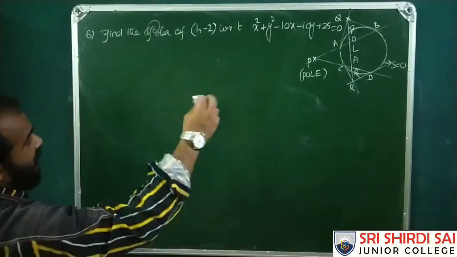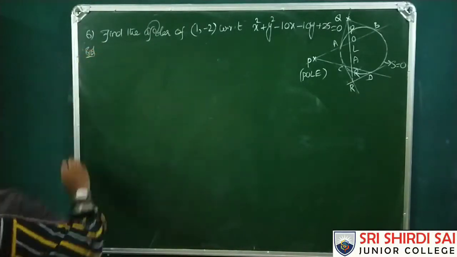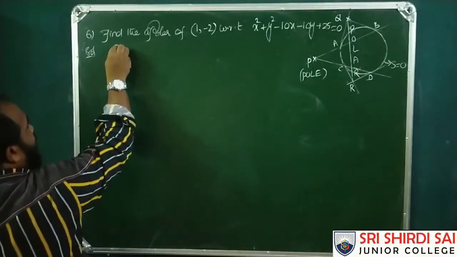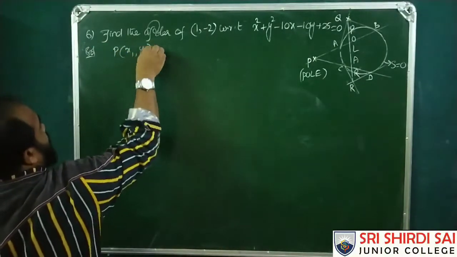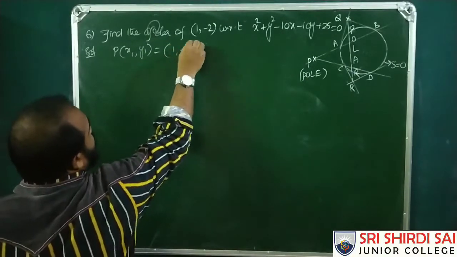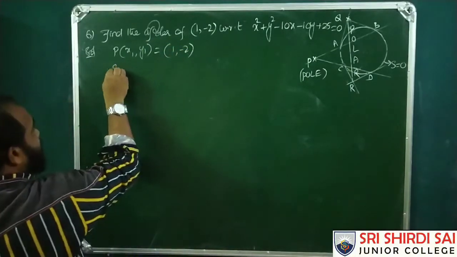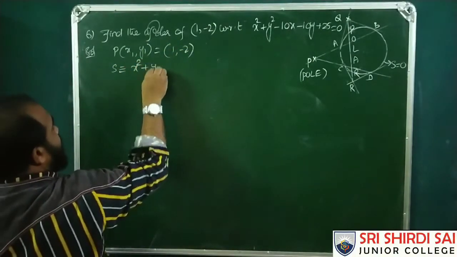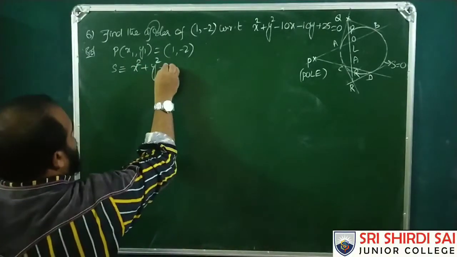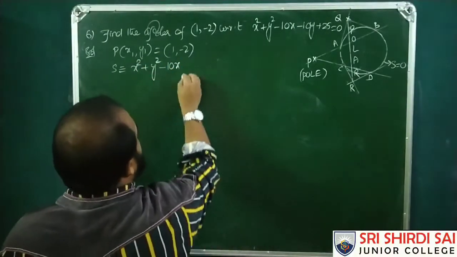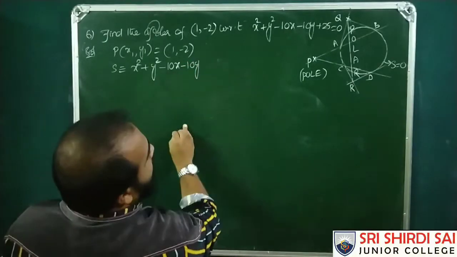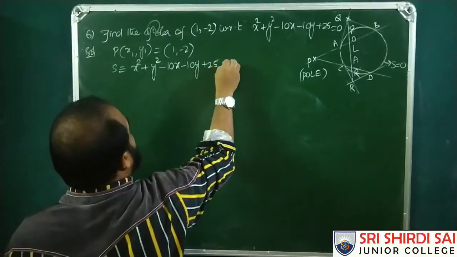This time the general equation is given. So the equation of the polar, where P(x1, y1) is (1, -2). So S is x² + y² - 10x - 10y + 25 = 0.